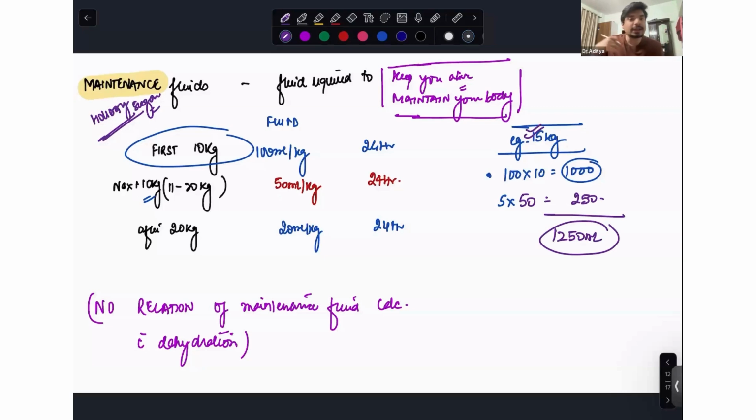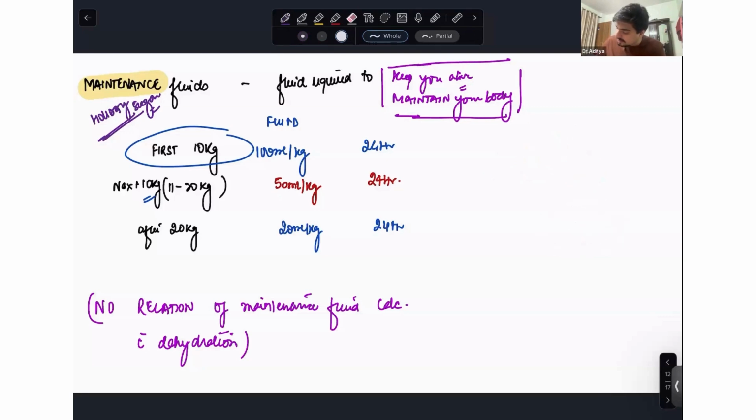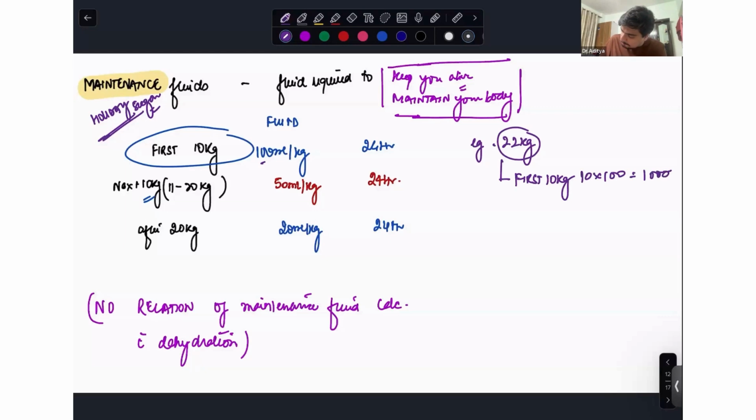All right. I'll take another example to make it even clearer. Let's take an example of a 22 kg child. First 10 kg is 100 ml per kg. So 10 into 100 is equal to 1000. Next 10 kg, till 20, so 10 into 50 is 500. Now till 20 I've reached.